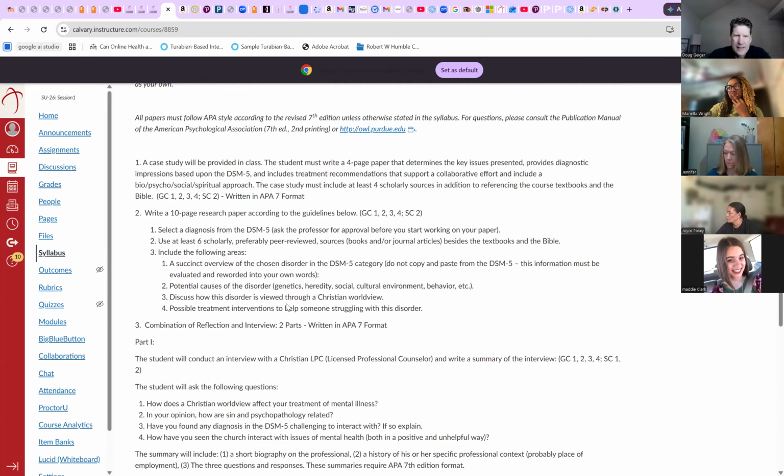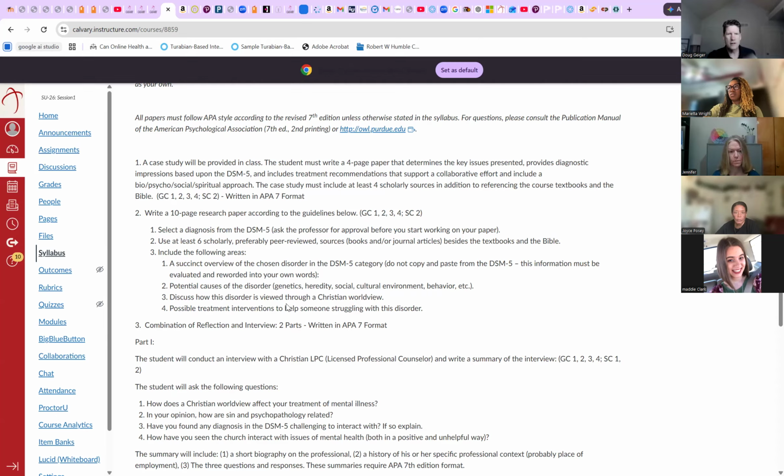Select a diagnosis from the DSM. And if it's in the DSM, go for it. I know it says ask for approval before you start working on your paper. If it's in the DSM, like PTSD or something, I know a couple of you guys talked about trauma and things like that too. So if you want to work towards something that's trauma focused, you can do that.